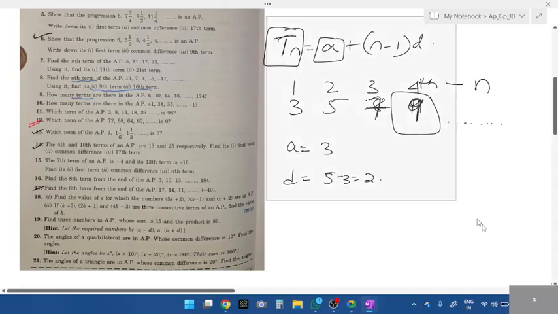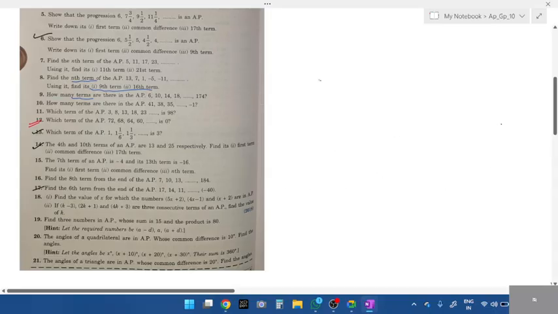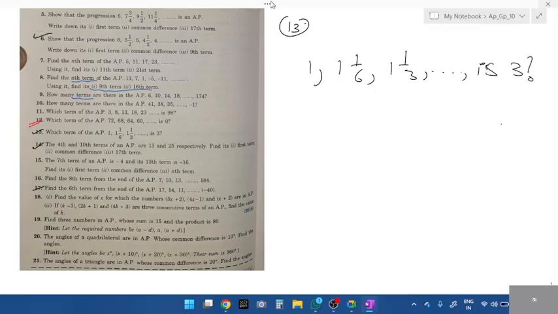Okay, look at the question. Look at the 13th question. Which term of the AP 1, 1 1/6, 1 1/3, and so on, is 3? Did they give 3 or third term? What is mentioned here? Where term is written, there is term written.